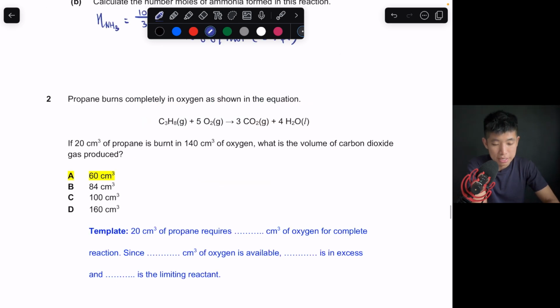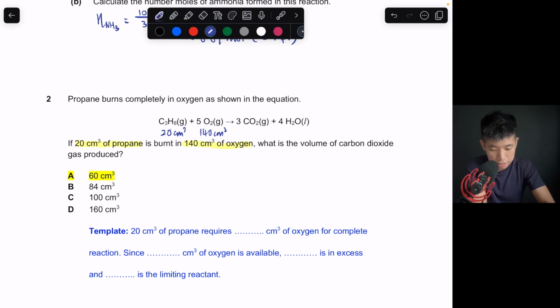So the correct answer here is A. Let's see why. We have 20 cm³ of propane and 140 cm³ of oxygen. Again, how do I know this is a limiting reactant question? I'm given the quantities of two starting materials. Okay, I need to compare the ratio now.